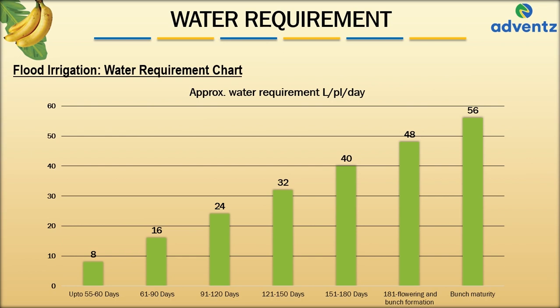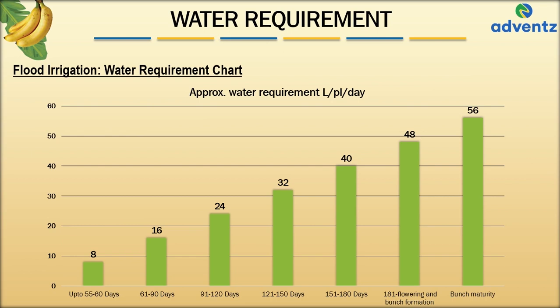When the age of the crop reaches 181 days till flowering and bunch formation, the amount of water required is 48 liters approximately per plant per day. And when the age of the crop is at bunch maturity, then the amount of water required is approximately 56 liters per plant per day.